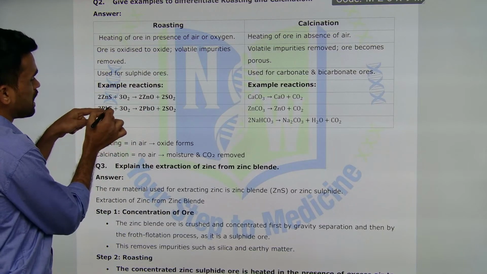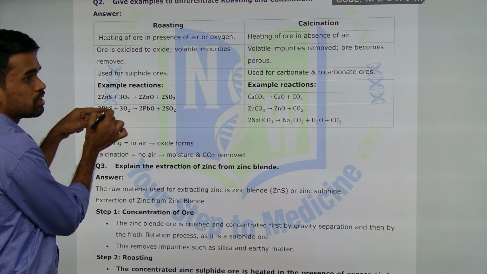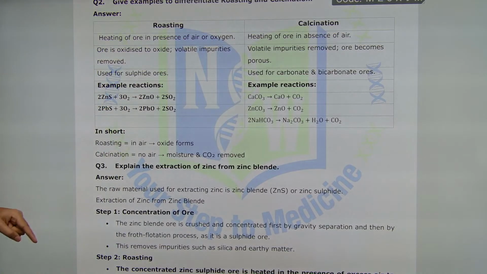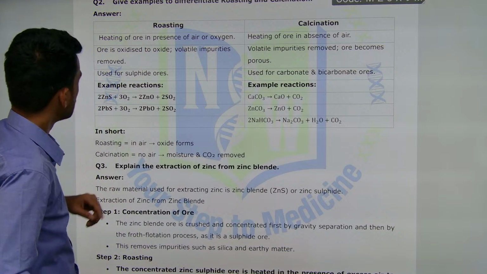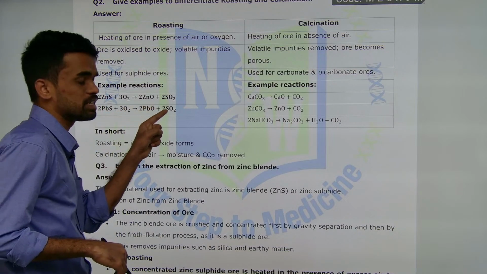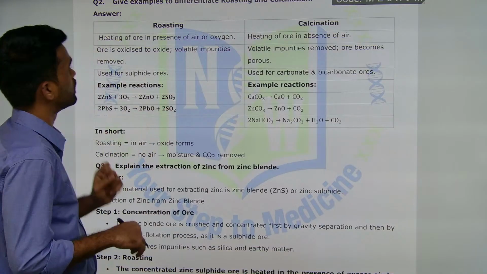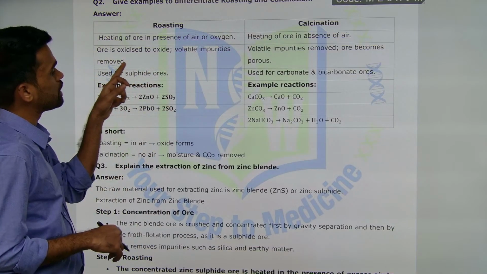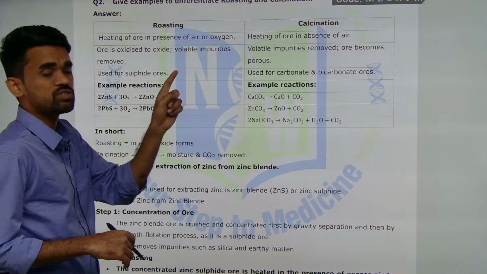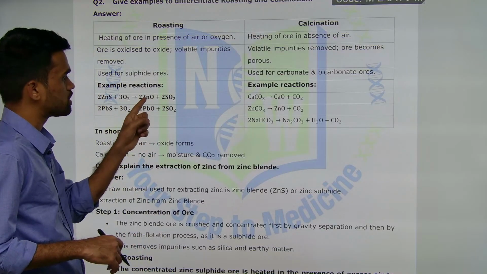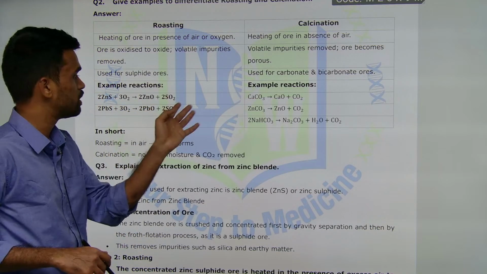Now sulfur is there, that will be converted into its oxide form, sulfur dioxide. Okay, see, volatile impurities are removed. See, these are gases, so they will be removed off. So we are getting oxides, and sulfur dioxide will be removed off.